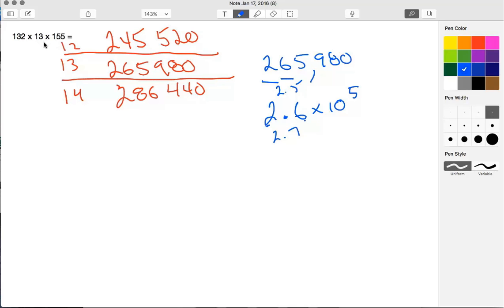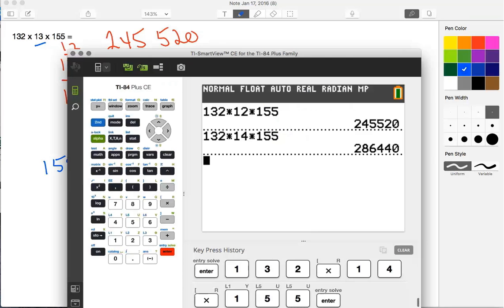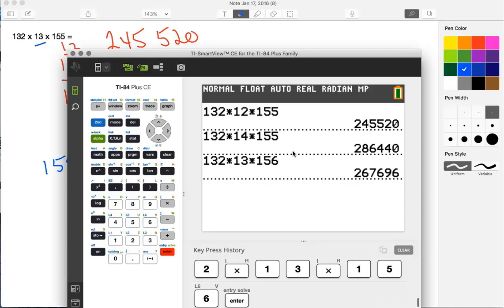But let's say that this number were defined, and we were changing the 155 number instead. Where does that number show up? So let's say the 155 has error in it, but that the 13 is a defined value. If we start off at 265,980, and we just change the 155, so 132 times 13 times 156, now where does the error show up?